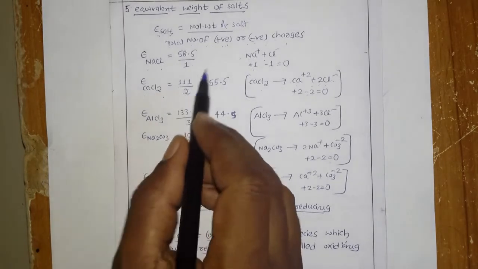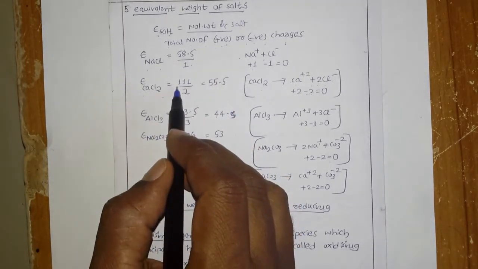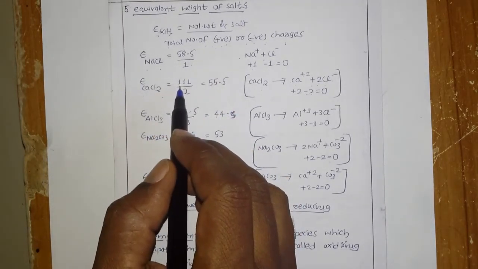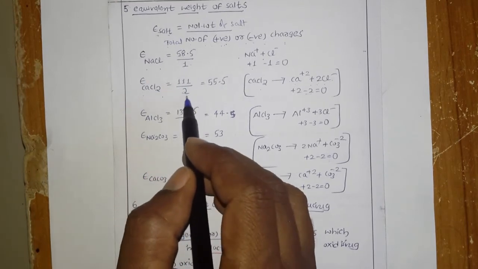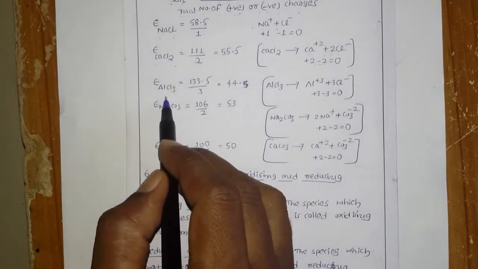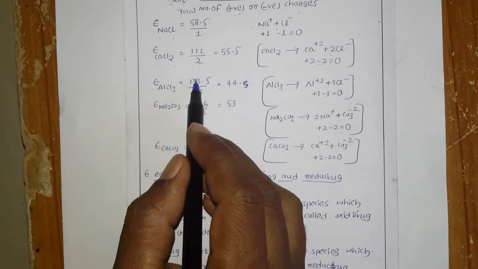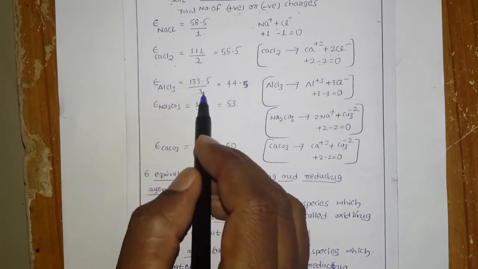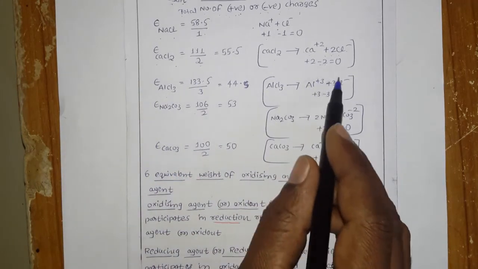So the molecular weight of the salt here is 111. Okay, so that is divided by 2. Similarly aluminum trichloride, so what is the molecular weight? 133.5 divided by 3, aluminum 3+ and 3 Cl minus.